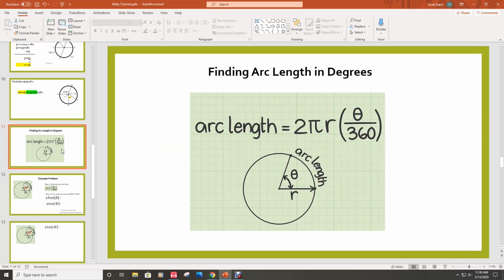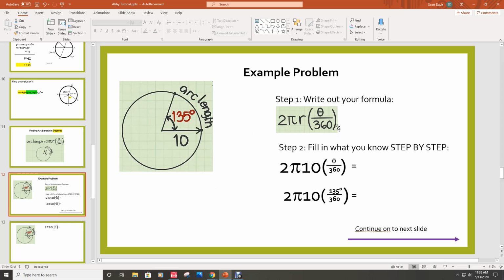Okay? So, step 1, I'm telling you to write out your formula. On this first slide, I showed you arc length in degrees, that is the most important thing, Abby, right here. This is only if you are solving it in degrees, not radians. Your arc length formula is 2 pi r times central angle over 360. So step 1, write out that formula. Doesn't matter if you have to memorize it, Abby. Write it down.